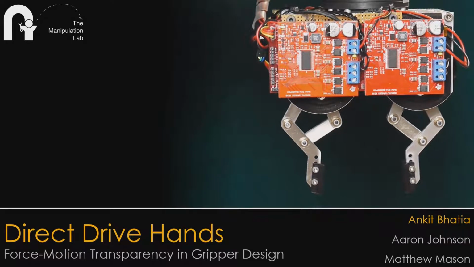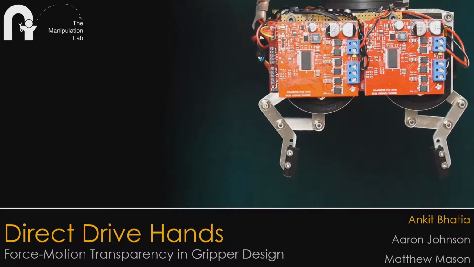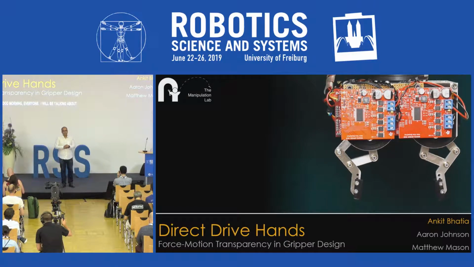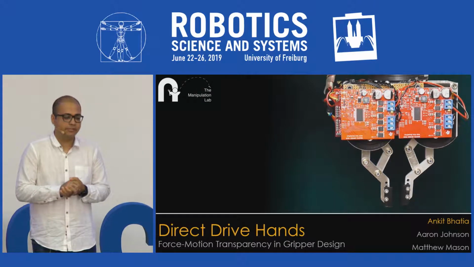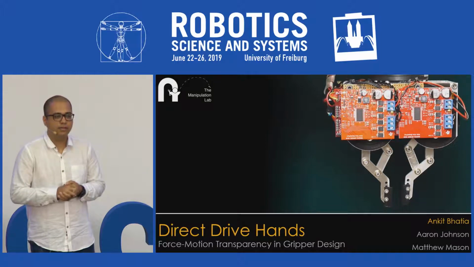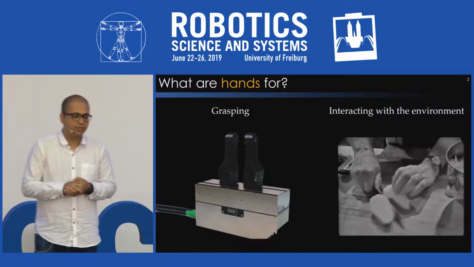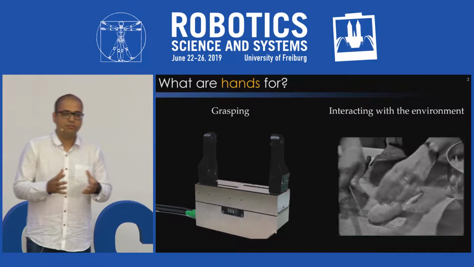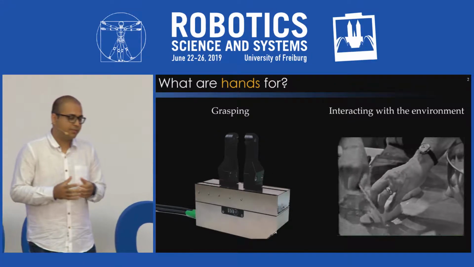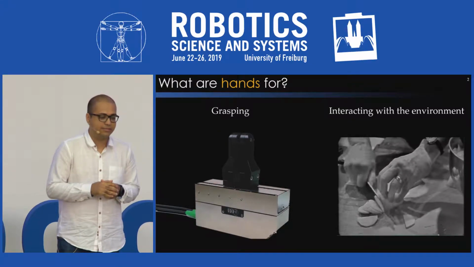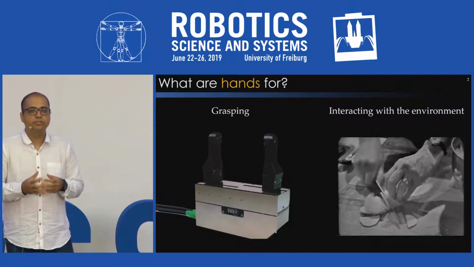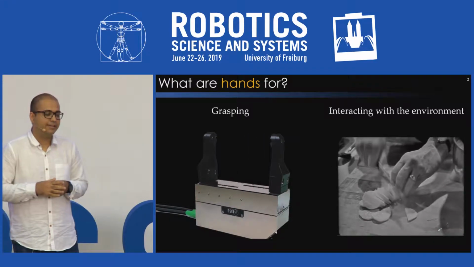Good morning, everyone. Today, I will be talking about direct drive hands and how we can improve force and motion transparency in grippers. To begin, let's talk about what hands are for. If your answer is grasping, you will normally pick a vice-like gripper, something that can handle large external disturbances. But hands are for more than just grasping. They're for interacting with the environment.